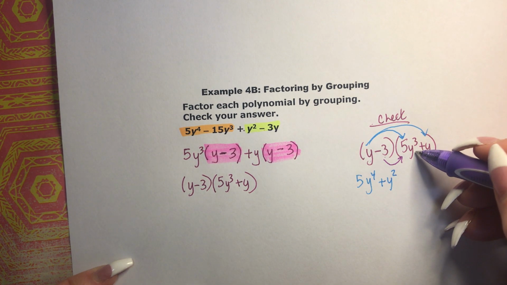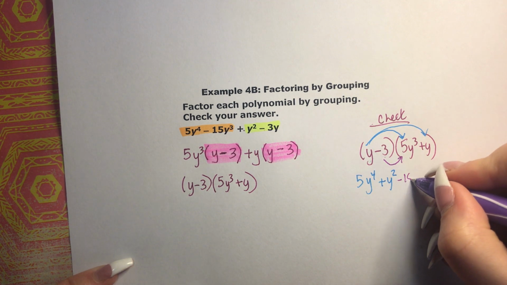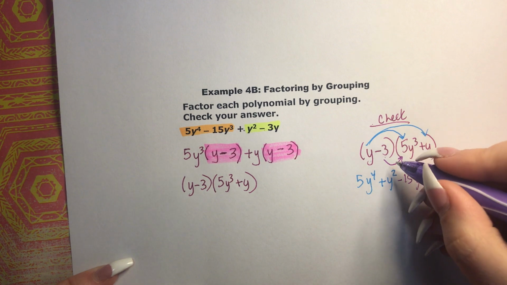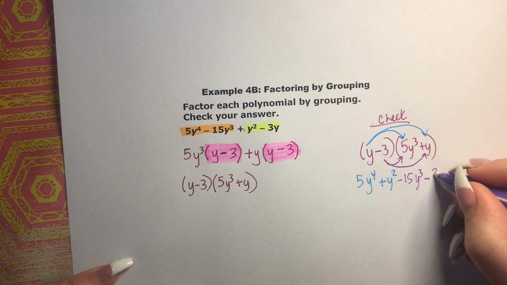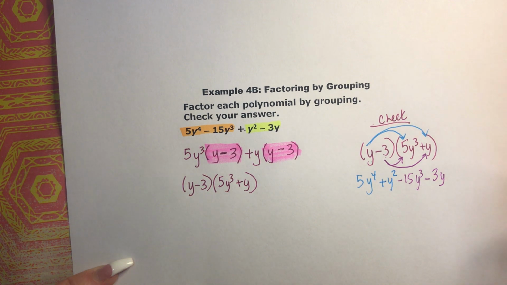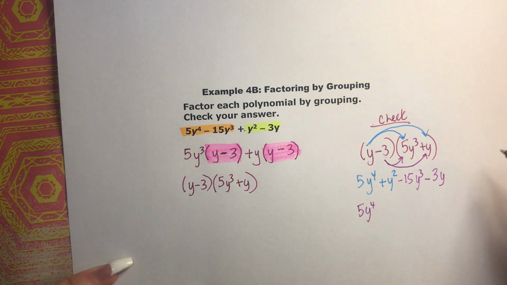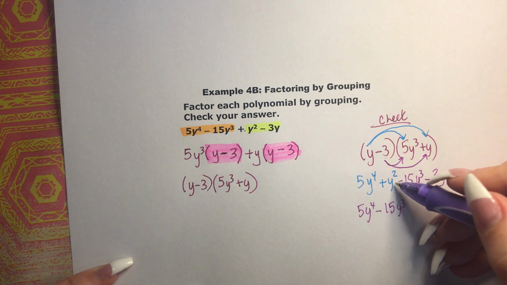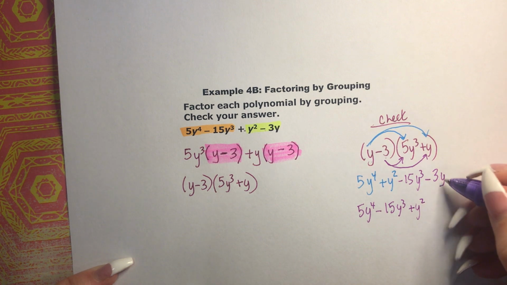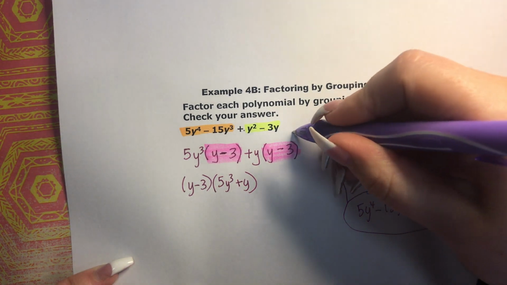And then we're going to distribute on the bottom. Negative 3 times 5y cubed. So negative 3, I'm going to do the numbers first. Negative 3 times 5 is negative 15, and then we just write y cubed. And then negative 3 times y is negative 3y. Then I'm just going to write this in standard form, the highest degree first: 5y to the fourth, then negative 15y cubed, then positive y squared, and minus 3y. So we want to check this and see if it's the same thing here.